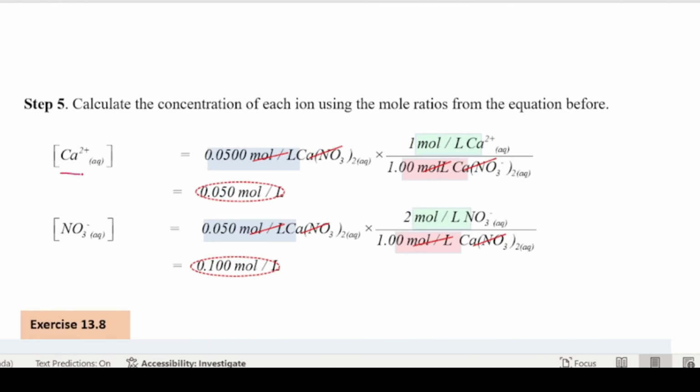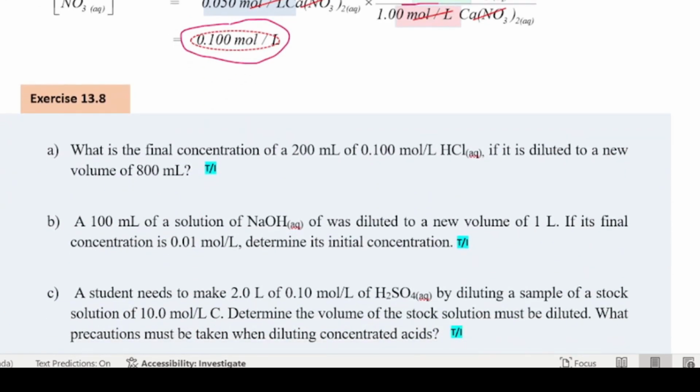The concentration of calcium will be equal to, as I told you, what you calculated for the concentration of the parent compound, in this case calcium nitrate. You multiply by the mole ratio, which is 1 mole of calcium for 1 mole of that, and you end up with that concentration of calcium ion. Obviously, because you have 2 moles of nitrate for every 1 mole of this, you'll have twice that value. So that is how you go about finding the final concentration of a compound after it has been diluted, and also how you find the concentration of the ions in the final solution.